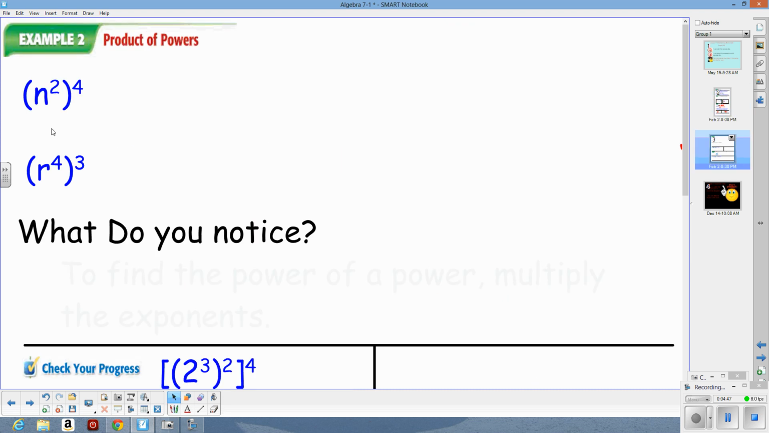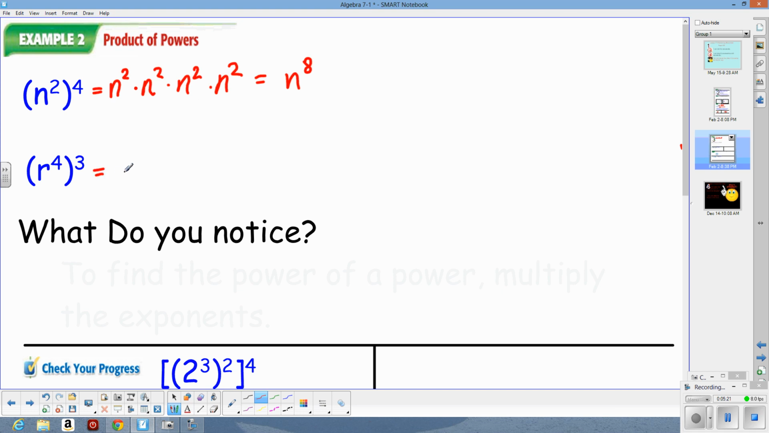All right, our next example is n squared to the 4th power. Well, n squared to the 4th power means n squared times n squared times n squared times n squared, because I have 4 n squareds being multiplied together. Now you could break this down even further and do n times n times n times n times n times n times n times n, which is really n to the 8th power.